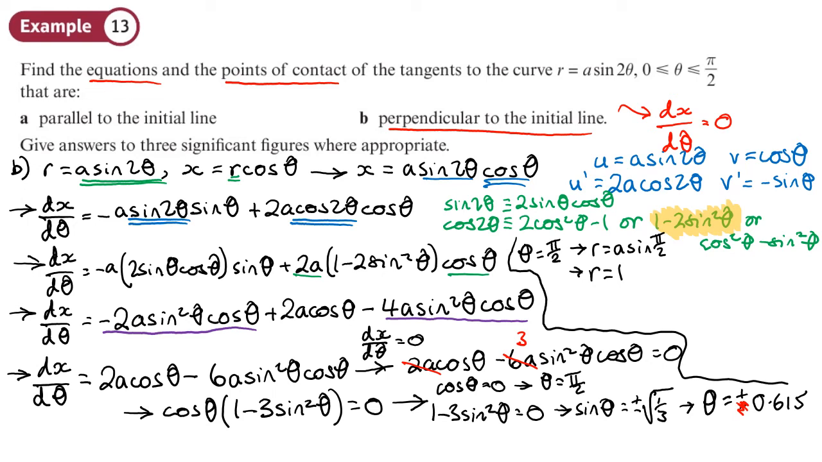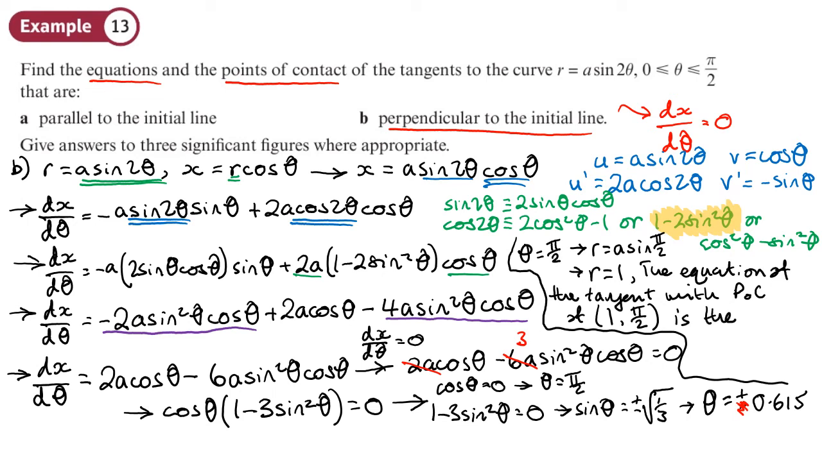So I'll write that down. So the equation of the tangent with, I'll just write POC, point of contact of 1, pi over 2. So there's our point of contact. The equation of that tangent is the y-axis.